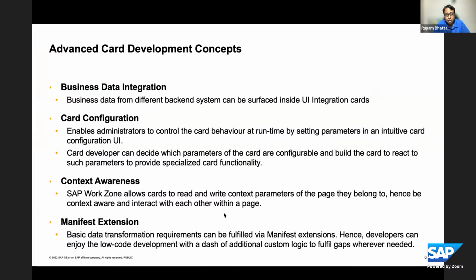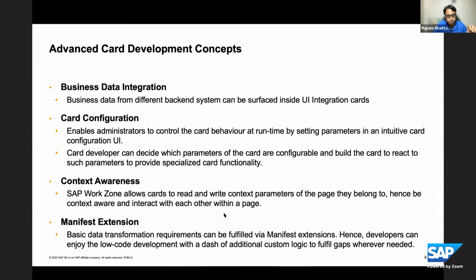And how do we do advanced card development? We just saw in the previous session, but I'll do a quick recap. We saw how we can add business data into your card using the destinations and then managing the path, etc., to bind the UI elements to the data that is coming from the backend and then showing it in the card. Other is card configuration.